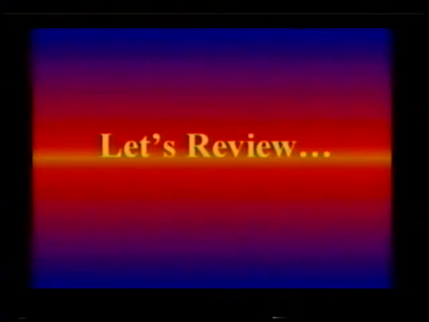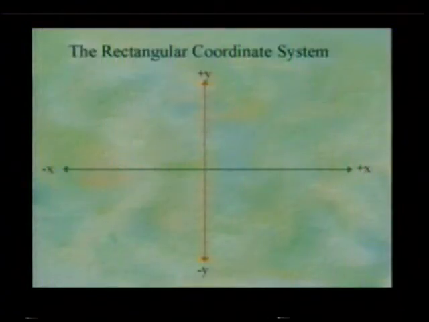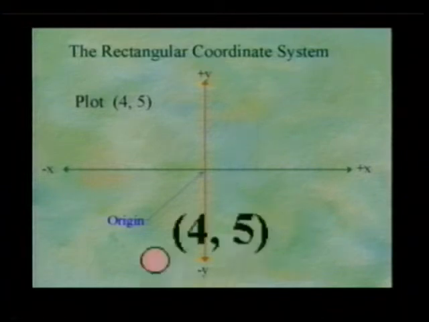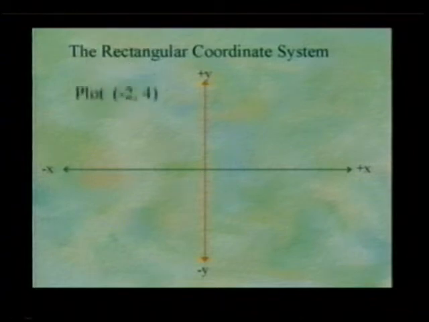Remember, it's time to review. Let's take a look for the rest of this show. What have we gone over today? The rectangular coordinate system. We can plot points or ordered pairs. We always start at the origin, which is that cross there, and we do the x first. We go over the number for x and up the number for y. Let's look at another one. In this case, the x is -2, so we'll go backwards 2 and up 4.